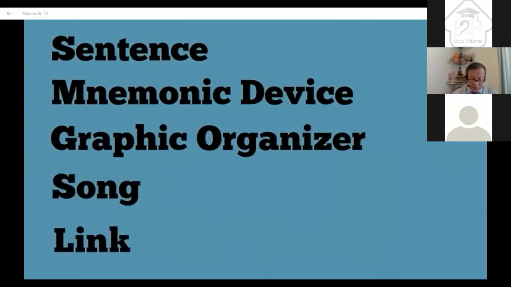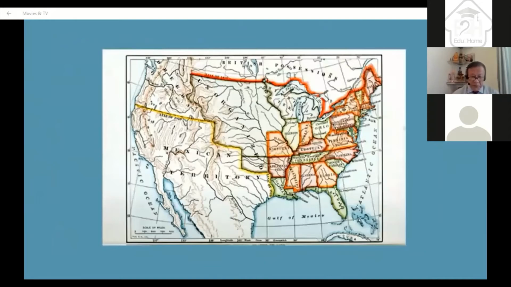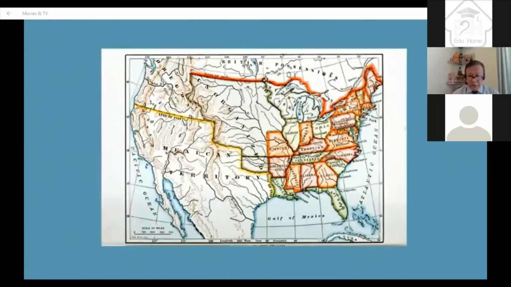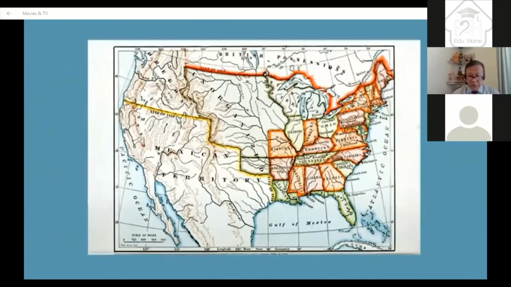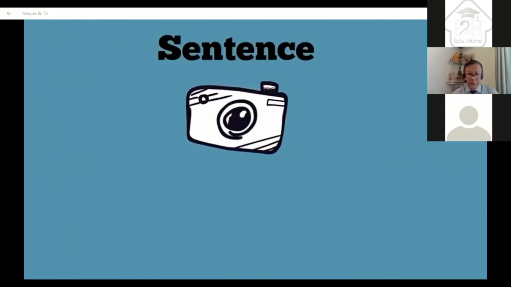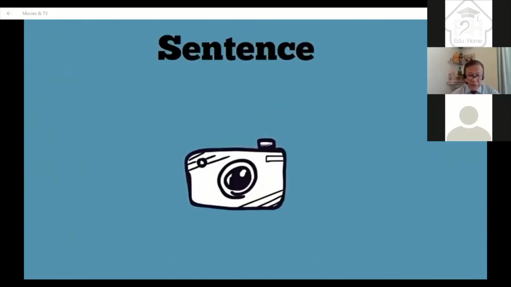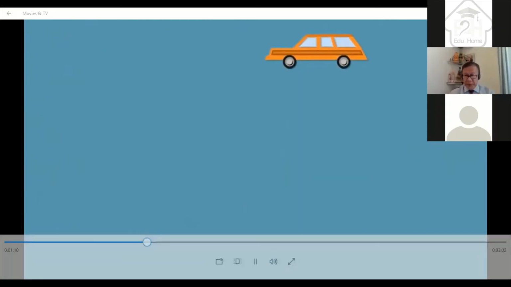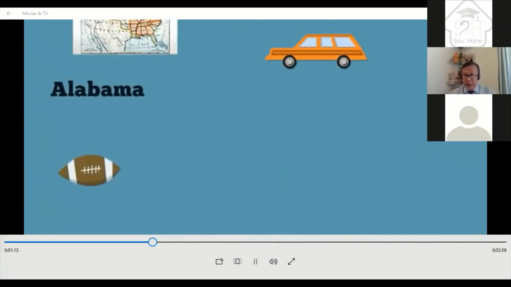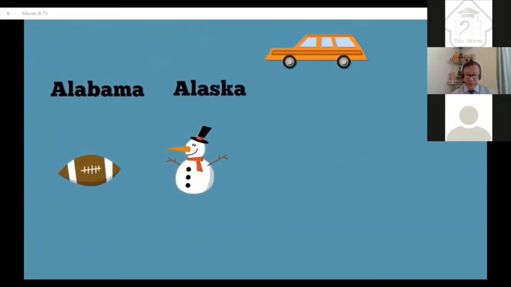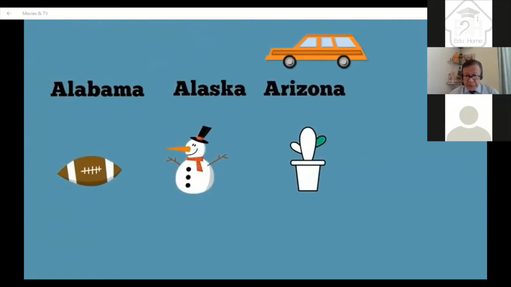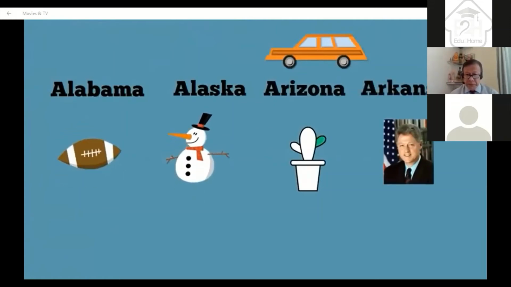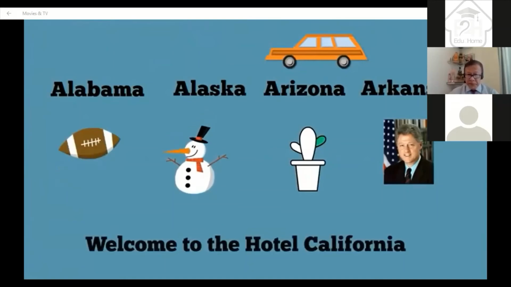I will first chunk the 25 states into 5 groups, and I will memorize them in alphabetical order. Images I have of each state. This way I'm connecting new content to images I already have stored. The sentence goes like this. On my trip to the United States, I saw football in Alabama, froze in Alaska, saw the desert of Arizona, saw Bill Clinton in Arkansas, and stayed at the Hotel California.